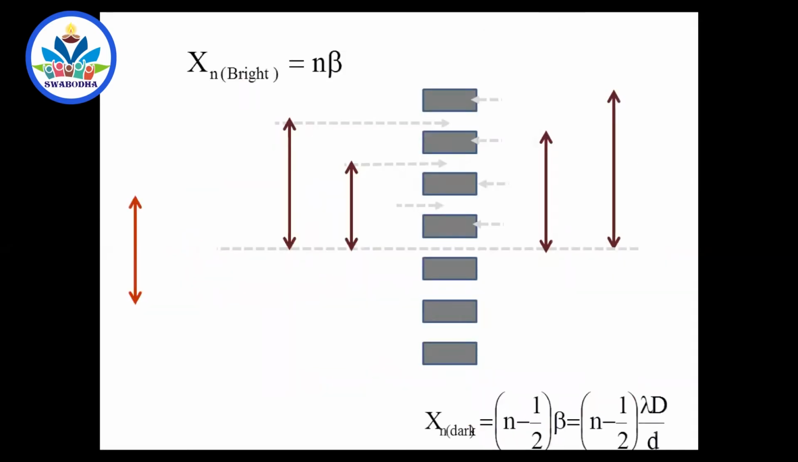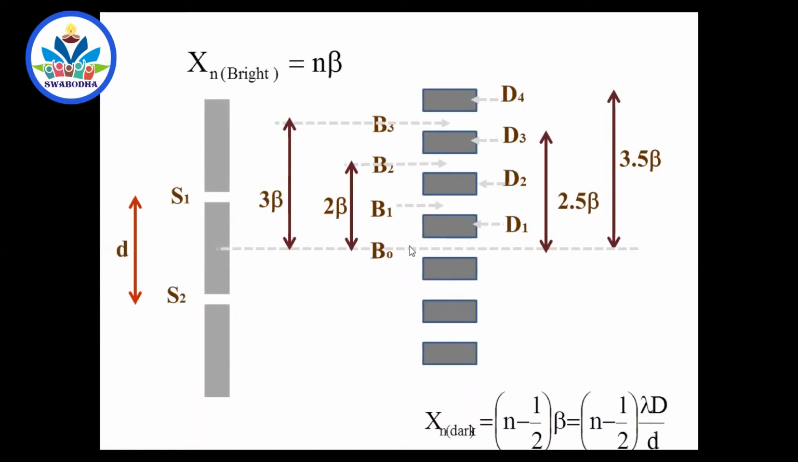Okay, moving on to the next one. The distance of the nth bright fringe. You know that yesterday we have seen this. This is just a recap. If this is the central bright fringe and this is the dark one, then the next bright. So the nth bright fringe is at a distance of n beta. Because the second bright fringe is at 2 beta, the third bright fringe is at 3 beta, and the first dark fringe is at half beta, then 1.5 beta for the second dark fringe.